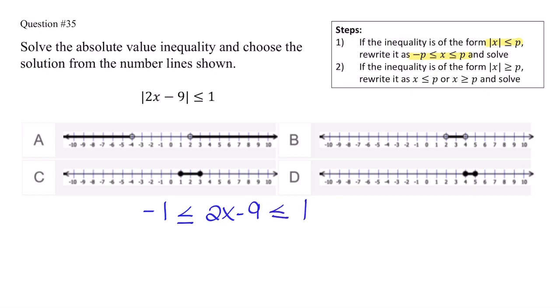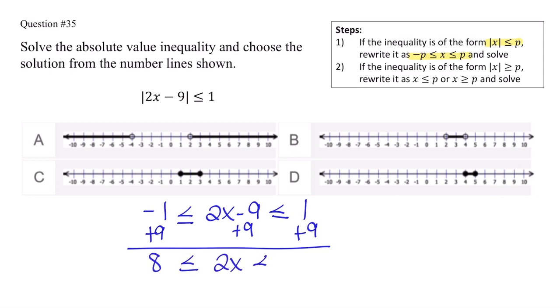So to solve this, remember what I can do is I can add 9. So I'm going to add 9 everywhere. And when I do that, I end up with negative 1 plus 9, which is 8, less than or equal to 2x, less than or equal to 1 plus 9, which is 10. Now I can divide everything by 2. So when I do that, I have 8 over 2, which is 4, less than or equal to x, less than or equal to 10 divided by 2, which is 5.